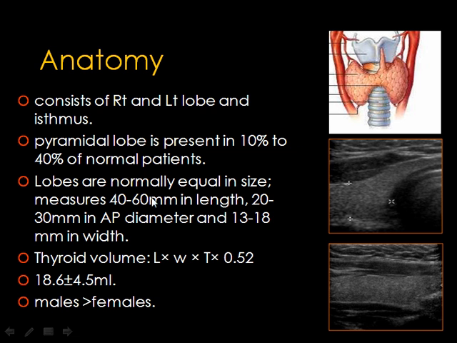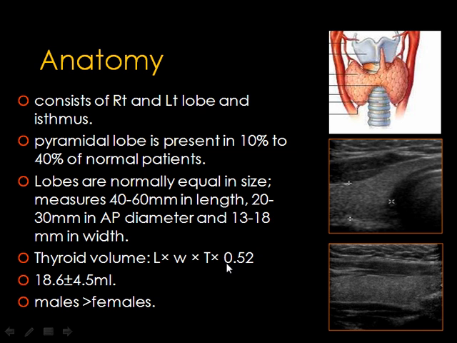The normal thyroid gland has a wide range of size. Lobes are normally equal in size. In normal adults, it measures 40 to 60 millimeters in length, 20 to 30 millimeters in AP diameter, and 13 to 18 millimeters in width.